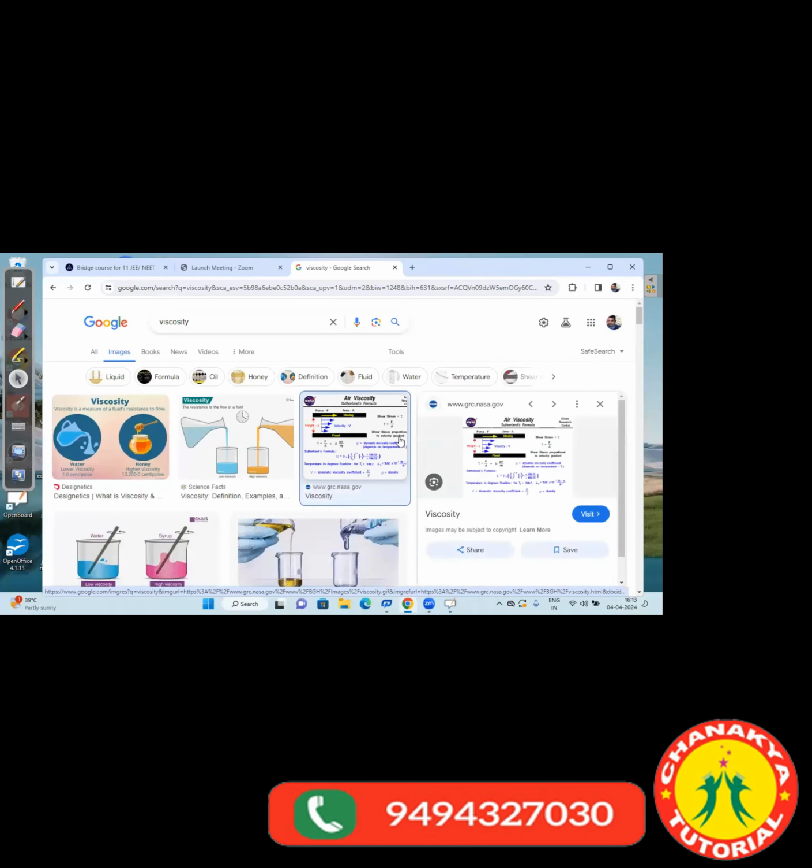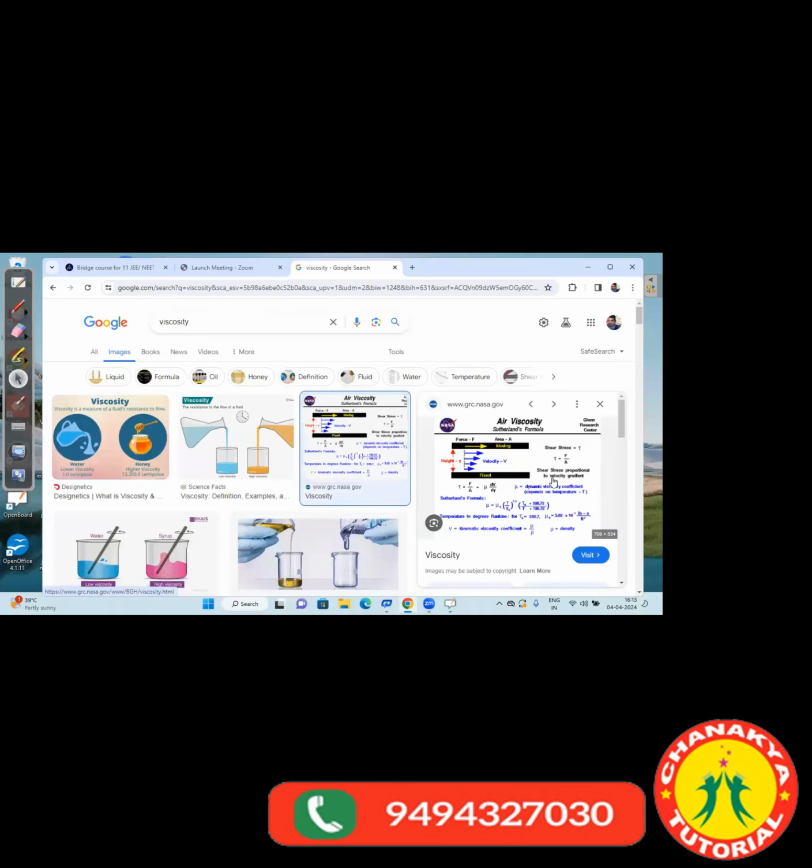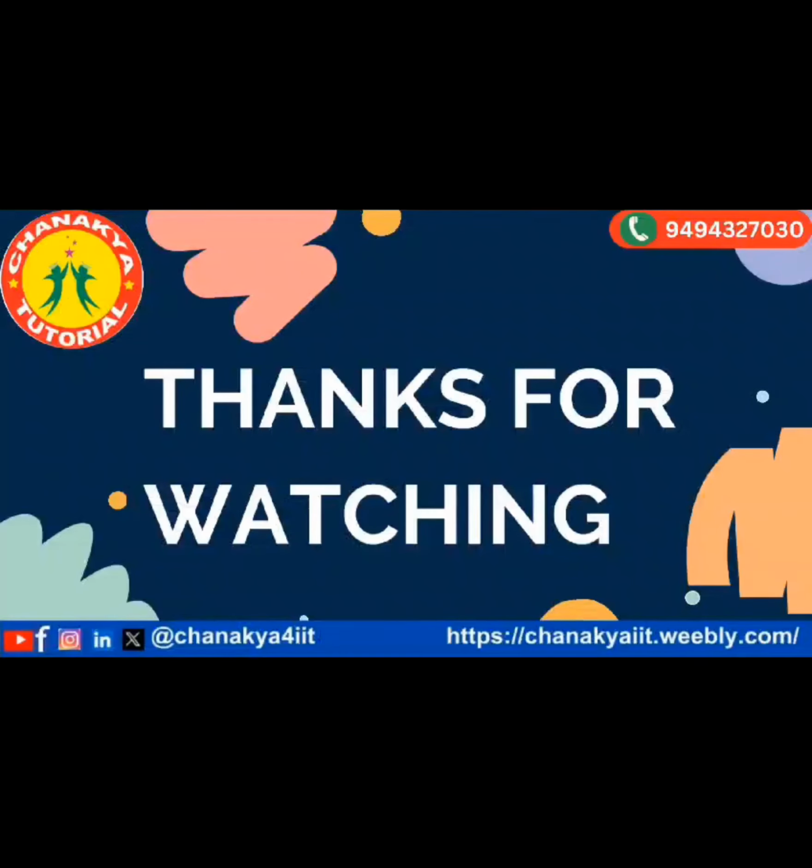See, this is what I was talking about. The substance is divided layer by layer. The upper layer will be moving with a higher speed, and when it moves, it tries to move the layer below it, but the layer below it opposes it, and hence there is a big viscous drag.